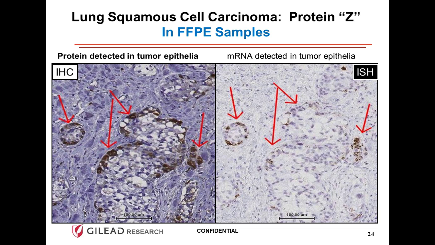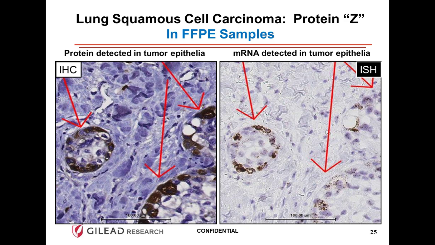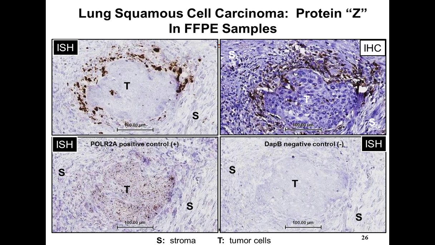So we did the in situ hybridization, and lo and behold, we were able to detect a mirror image of what we saw with the IHC when you look at serial sections. I have a zoomed-in image here. This was really nice to show that for the first time, we discovered that protein Z was actually being made by the tumor epithelia and not just by macrophages or neutrophils.